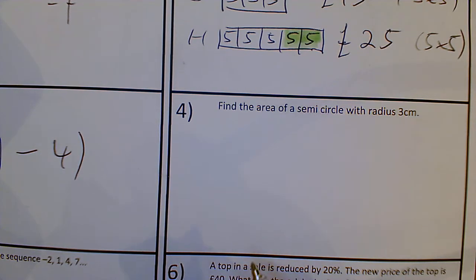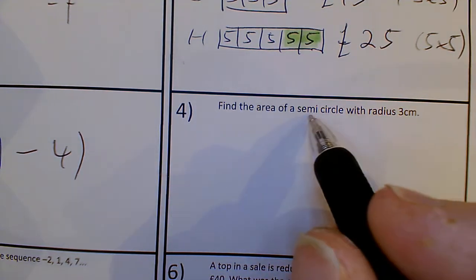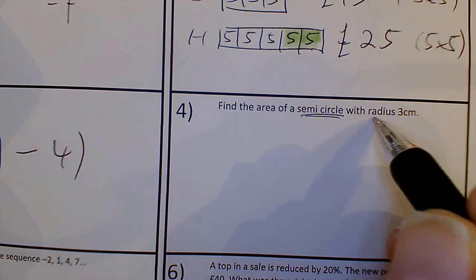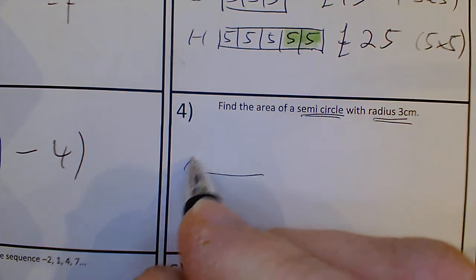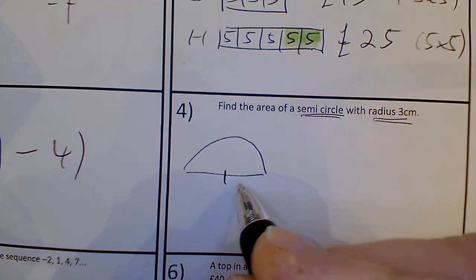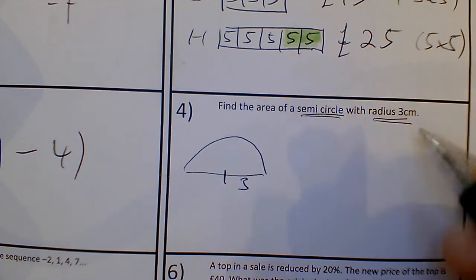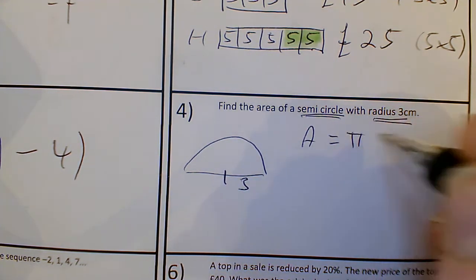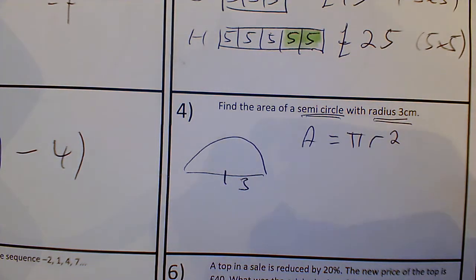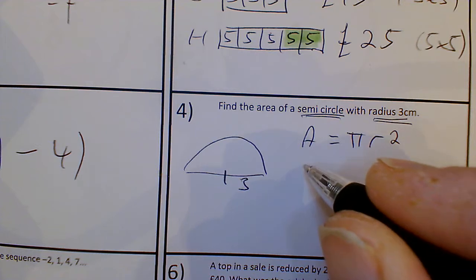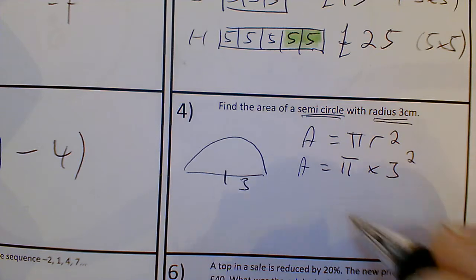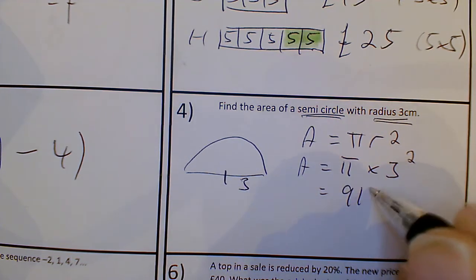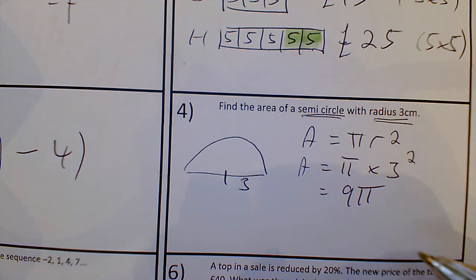Okay, perhaps a slight challenge here. Semicircle, radius 3 centimeters. I'm going to draw a semicircle, half a circle, and the radius is 3. Now the area of a circle is pi times the radius squared. So the area of this circle is pi multiplied by 3 squared, which is 9 pi in terms of pi. But this is only a semicircle, so I only want half of that.